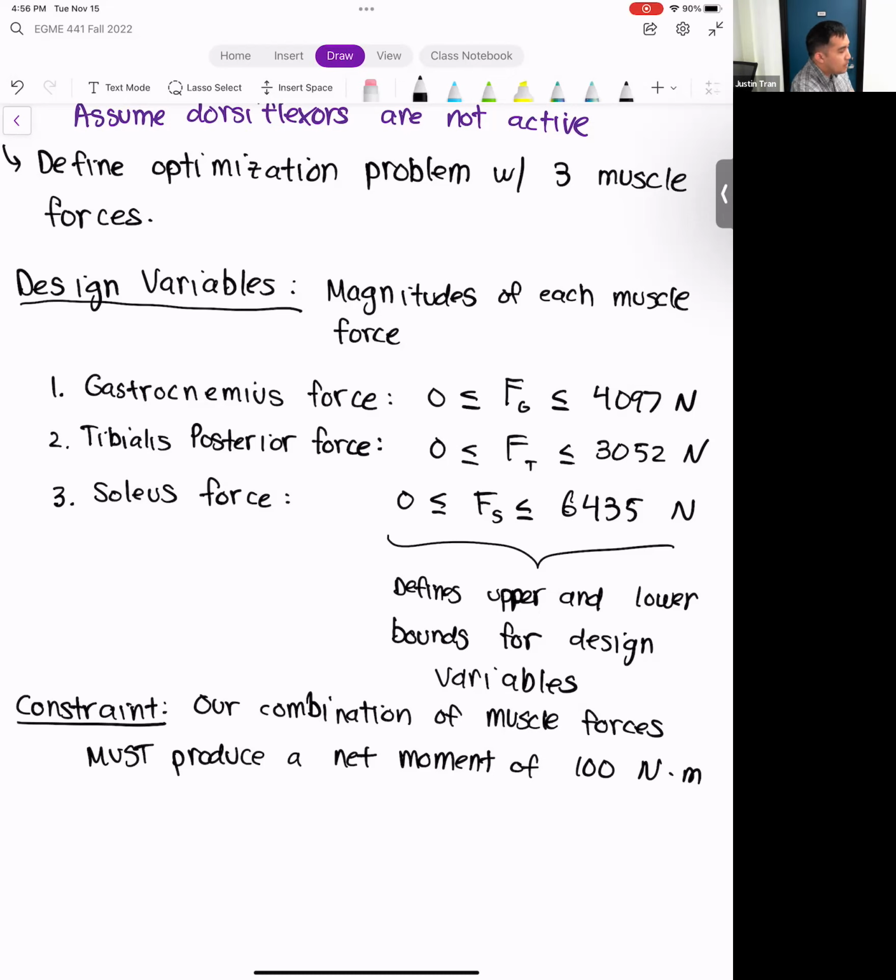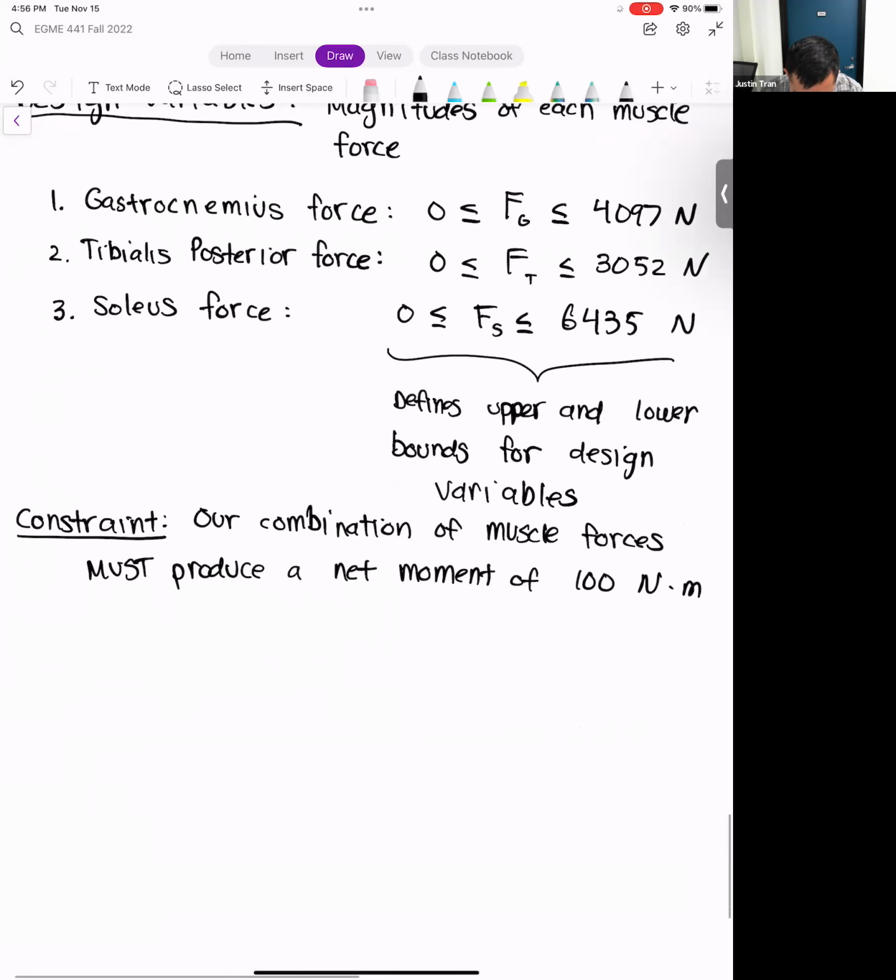Because that's kind of the problem that we were tasked with at the beginning. Okay? And so we can constrain it. And so basically what this constraint says is that every guess that we produce, you want to make sure that moment is being satisfied. Okay? And so we can set up a moment equation for this.